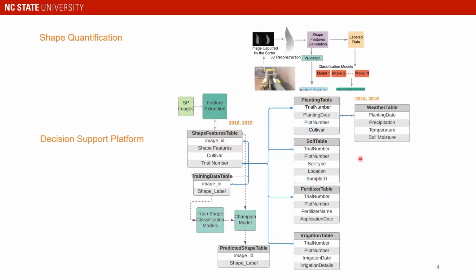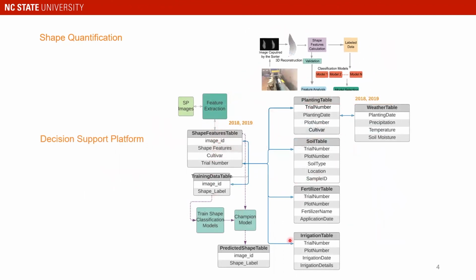We collected different datasets related to sweet potato agriculture. Using these aggregated datasets, we developed a decision support platform where we can use data analytics approaches to understand how different factors affect sweet potato shapes. With this aggregated database, now we have the ability to look into how factors like precipitation, temperature, and fertilizer affect sweet potato shape and provide valuable recommendation to the farmers.